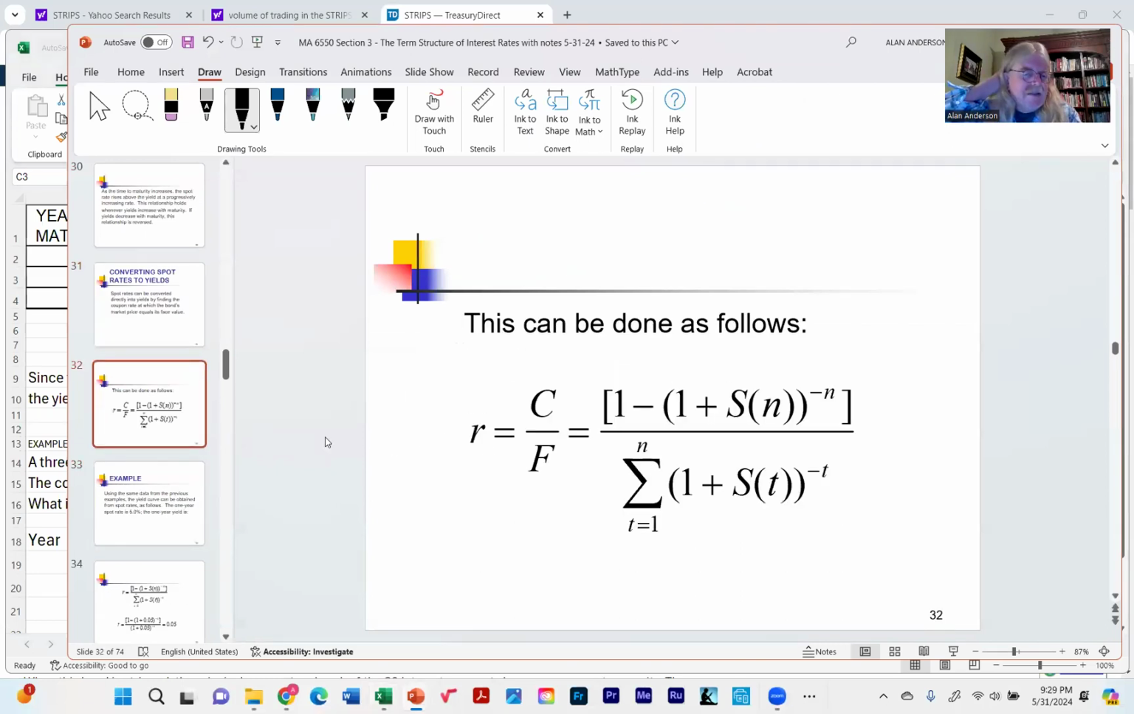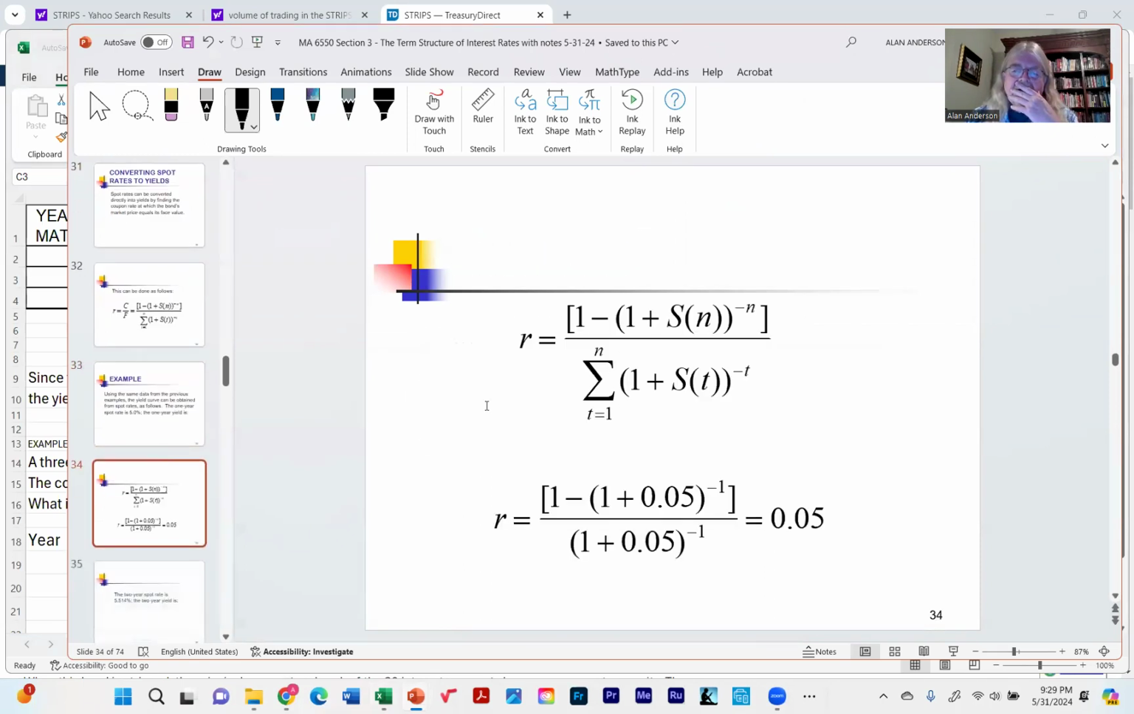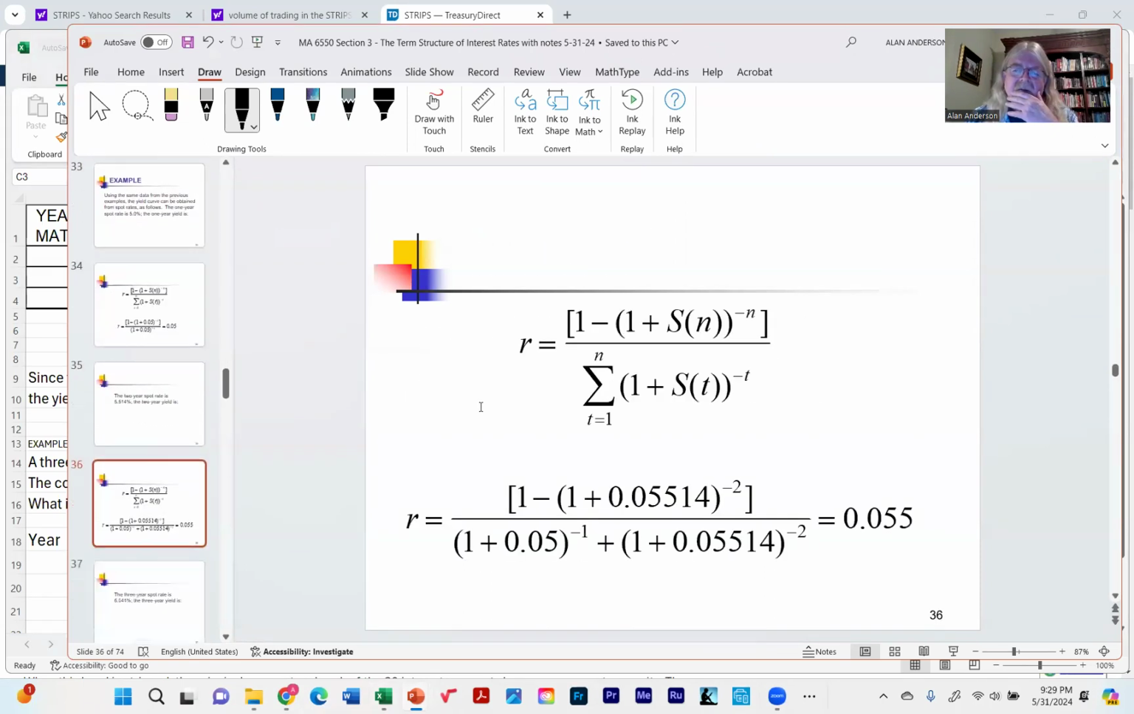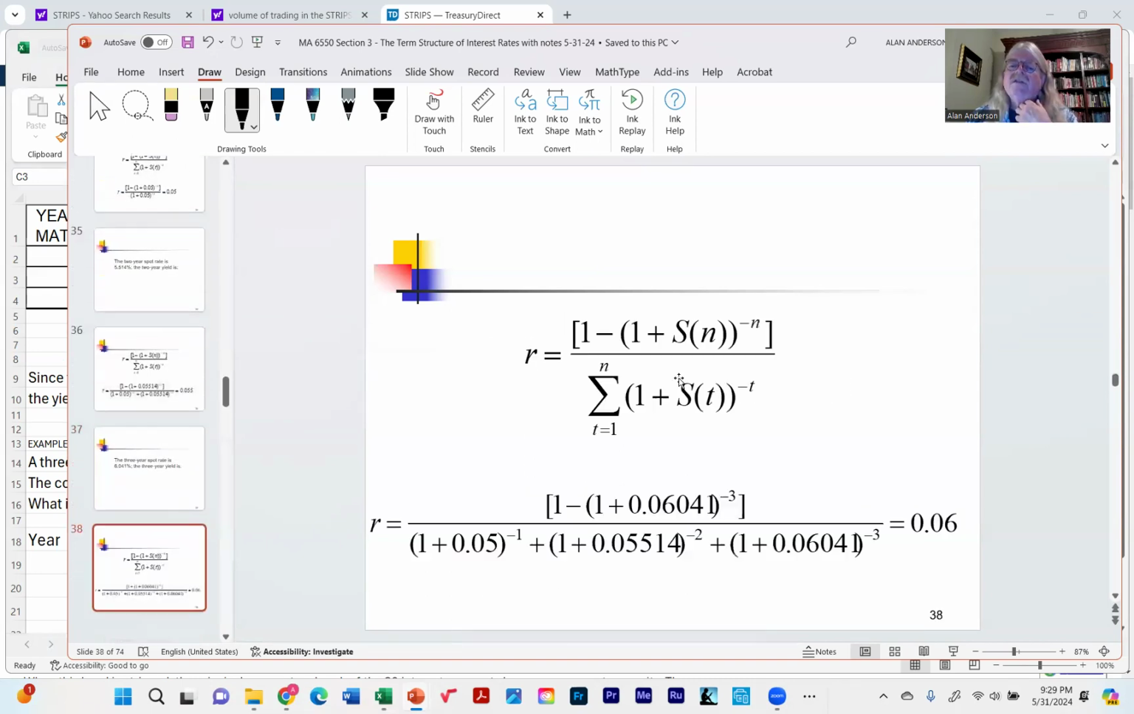It seems like, why are we even bothering to do this? But you never know when it might come in handy. In practice, you're usually starting with yields and turning them into spot rates, because that's how the market is determined. All the trading is done based on yields, and so the spot rates have to be backed out of the yields. We don't want to spend a lot of time with this, but you can see if you substitute these numbers in, it does work.